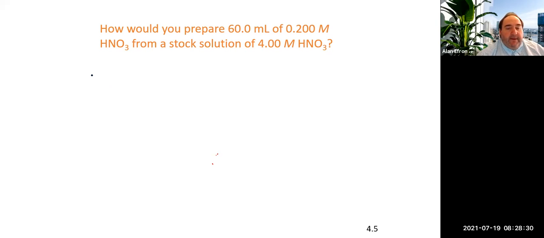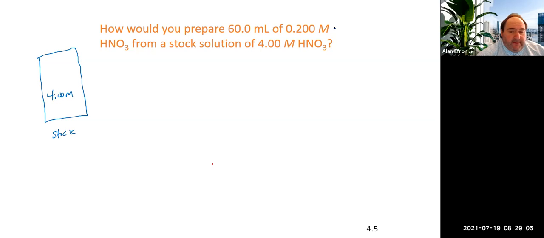So we want to prepare a 60 milliliter solution that is 0.2 molar, and we want to do it from a stock solution that is 4 molar. In this particular case, we can pull out the information there, but let's draw it to make sure everybody's on the same page. We should have a bottle sitting there, and this is our stock solution over here. That is 4 molar.